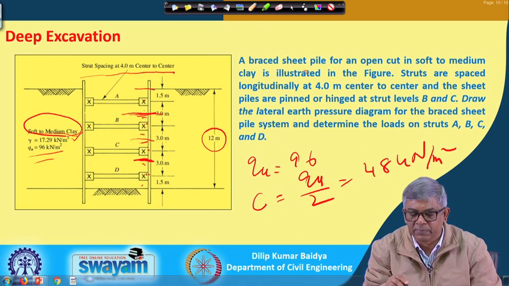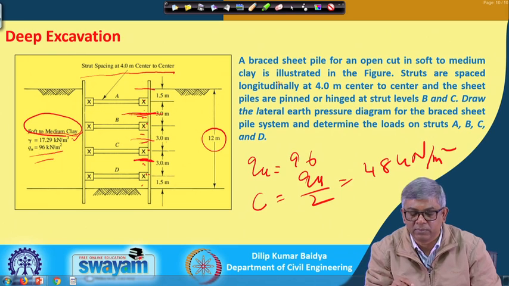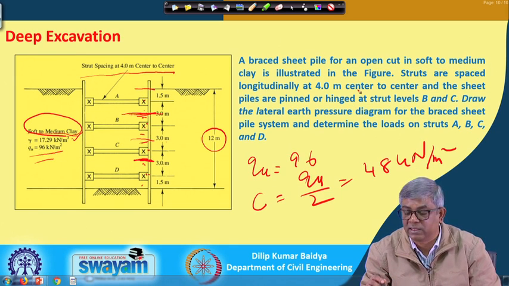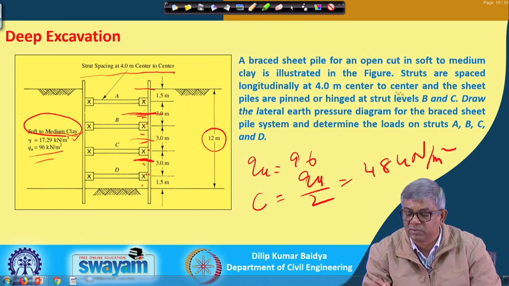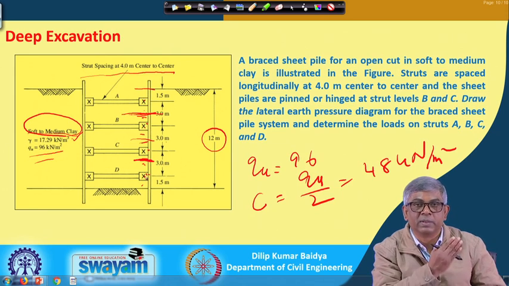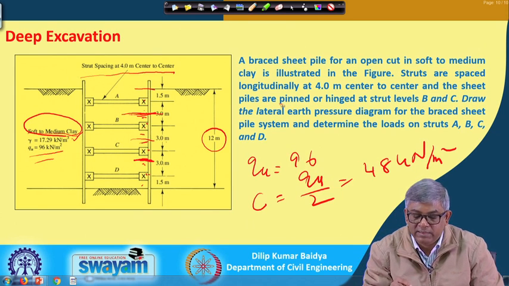And you can see that a braced sheet pile wall for an open cut in soft to medium clay is illustrated in the figure. That is the thing I have once again discussed. Struts are spaced longitudinally at 4 meter center to center. That means vertical spacing is shown, longitudinal spacing is 4 meter, and the sheet piles are pinned or hinged at strut levels B and C.